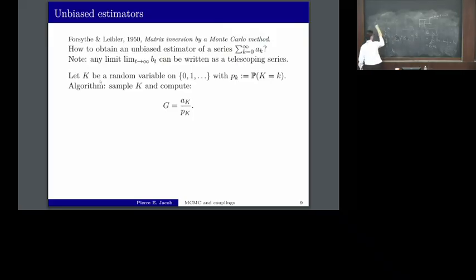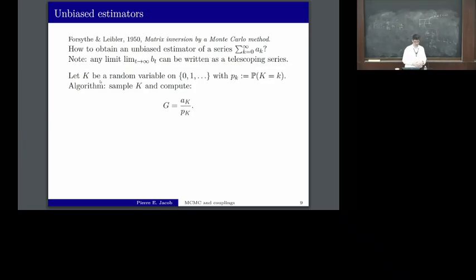Okay, so that random variable, we can compute its expectation. Right, what's random in there? What's random in there is the draw of K. So you sum over all the possibilities. They occur with probability p_k, and when they occur, the value that G takes is a_k divided by p_k. Of course, then the expectation is exactly what you wanted in the first place. This is a nice trick.